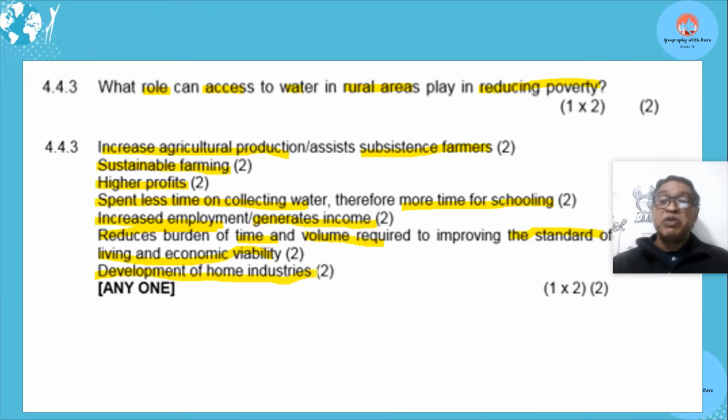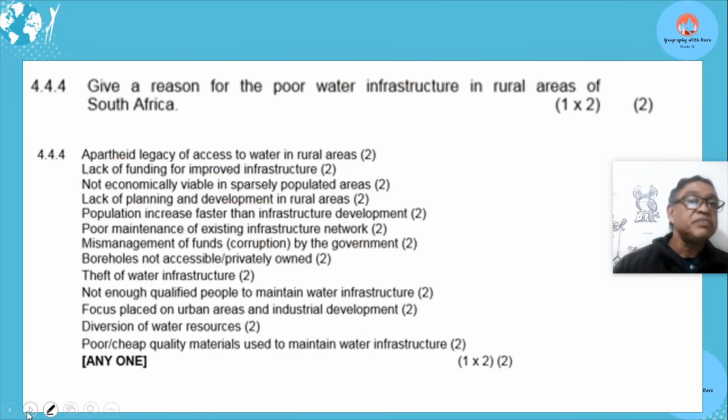They don't only need to produce for themselves, they have more time now to produce more, and more home industries are coming in where you produce more at home and you sell. Okay, let's look at the next question.